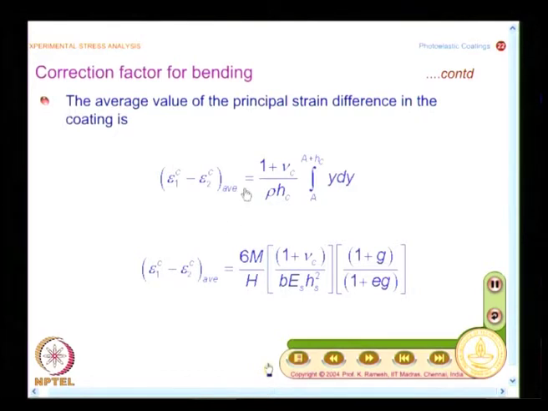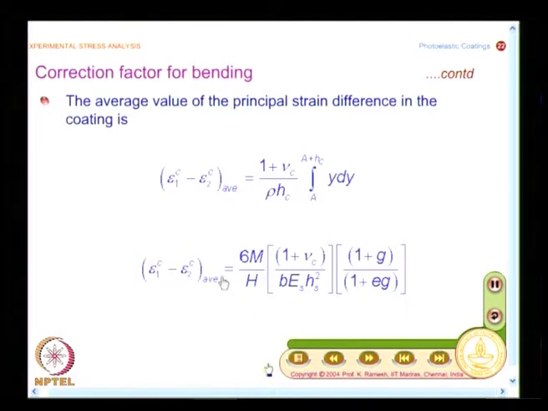Now, what we do is we also define the average strain difference in the coating, and that is given as 1 plus nu c divided by rho h c. The integral goes from the limit a to a plus h c, and I have y dy that is to be integrated, and the final expression for this takes the form like given here.